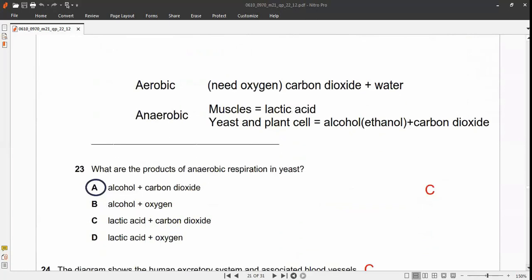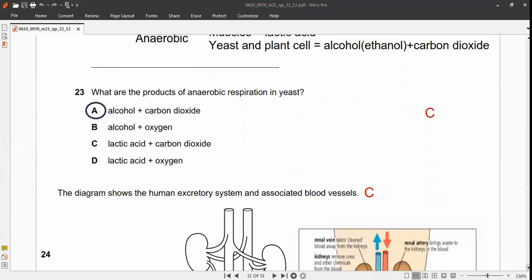What are the products of anaerobic respiration in yeast? We said it: in yeast and the plant cell, alcohol, ethanol, plus carbon dioxide. So the correct answer is A, alcohol plus carbon dioxide. What about muscles? Lactic acid. Aerobic respiration needs oxygen and produces carbon dioxide plus water vapor.